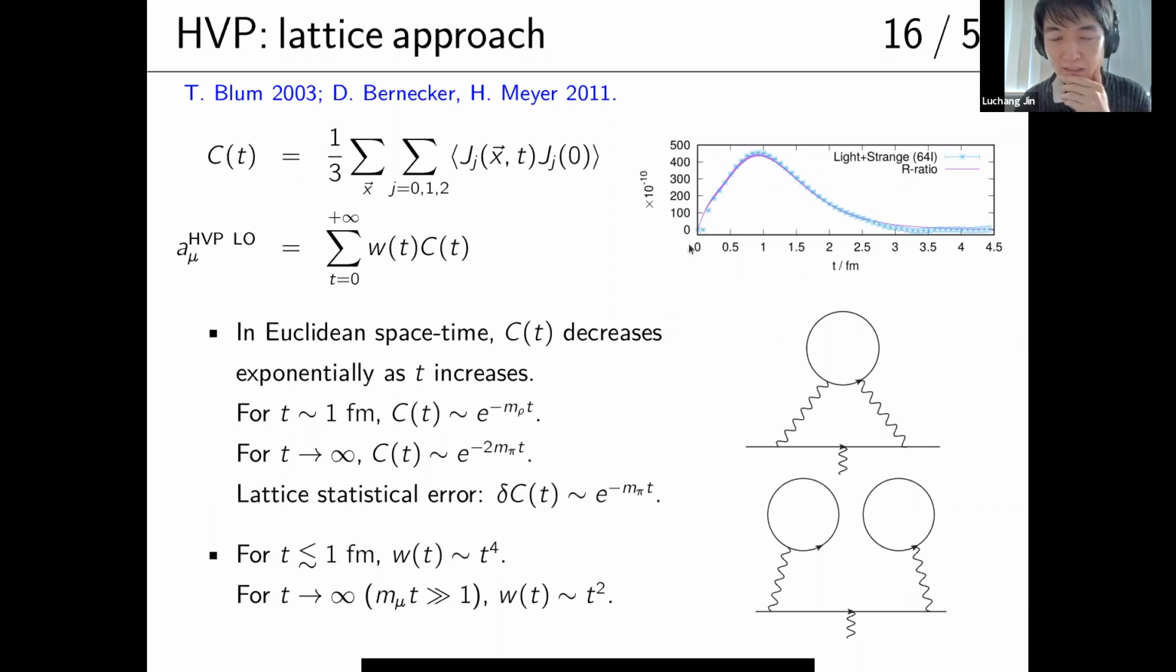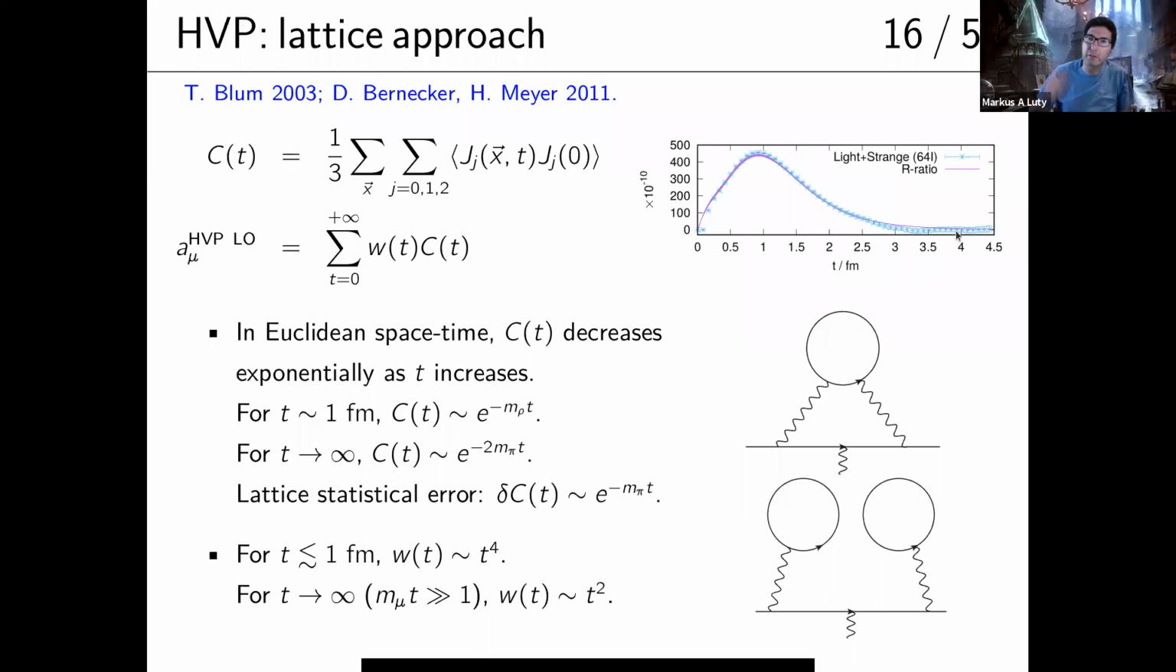This picture is really showing the lattice data, and this curve is converted from the R ratio, which is the dispersive analysis. You can see that roughly there is pretty nice agreement, and you can also see that the lattice points have larger and visible error bars at relatively long distance, where the R ratio value is pretty precise.